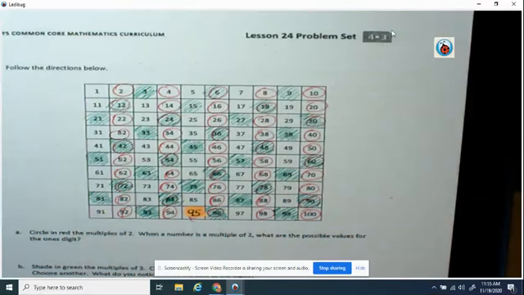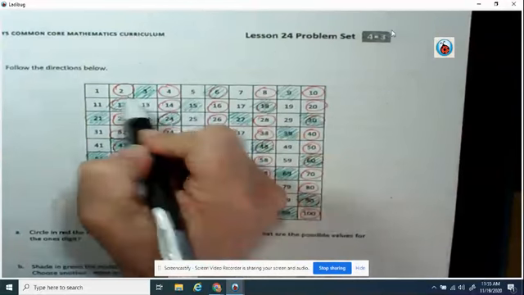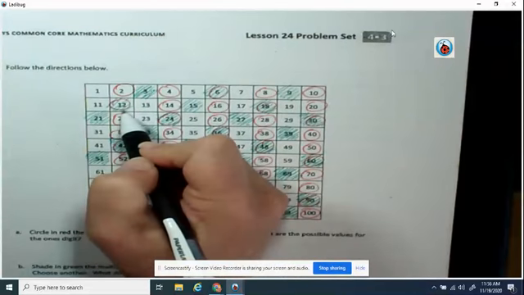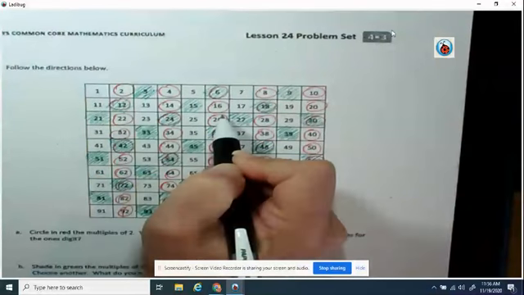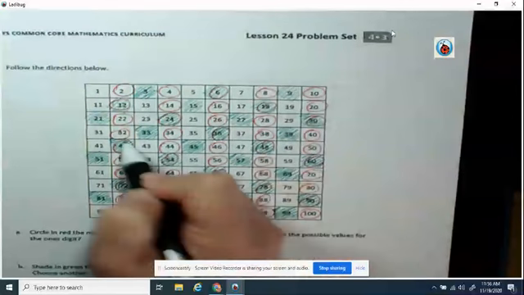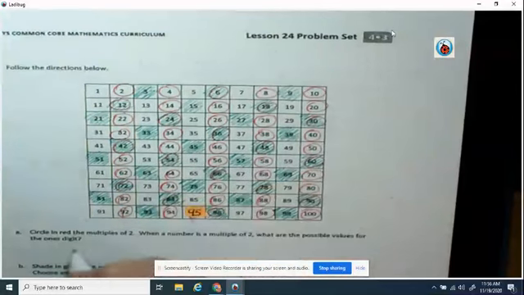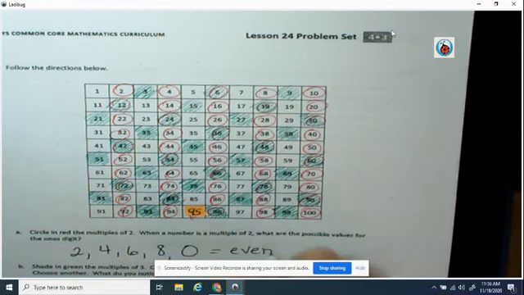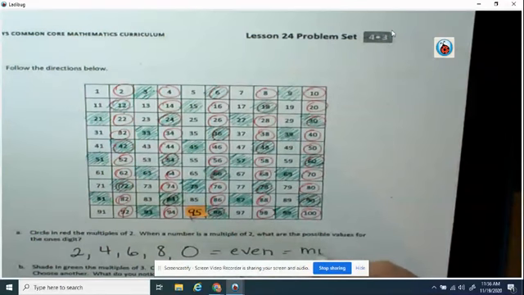Okay, so when we do our 2s, what are the values for the 1's digits? 2, 4, 6, 8, 10, which is a 0. We're only looking at the 1's. 2, 4, 6, 8, 0, 2, 4, 6, 8, 0, 2, 4, 6, 8, 0. So if I am a multiple of 2, I am always going to end in one of those digits. If I am a multiple of 2, that means I'm also even, and that also means I'm a multiple of 2.